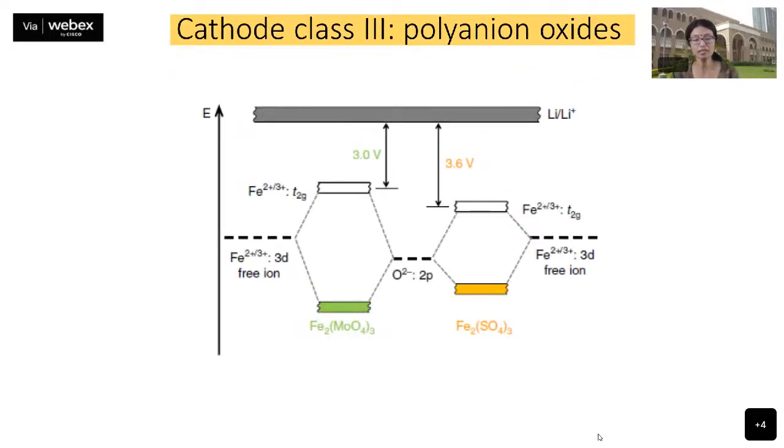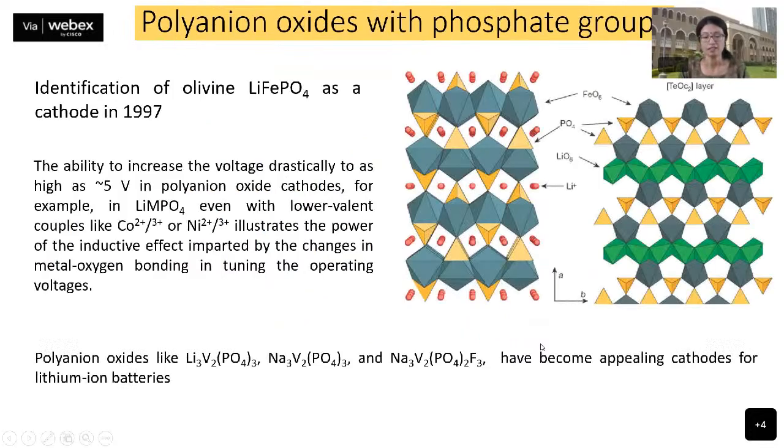This is again the same thing in a different diagram which I'm showing you over here. As you can see, with a ferric sulfate kind of material and a ferric molybdate, the working voltage is 3 volt in case of molybdenum, whereas it is 3.6 volt in case of a sulfate, and this is due to the higher inductive effect. So with this, different types of inductive effects came into the picture, and ultimately in 1997, it led to the development of another very important class of cathode material, which is LiFePO4.